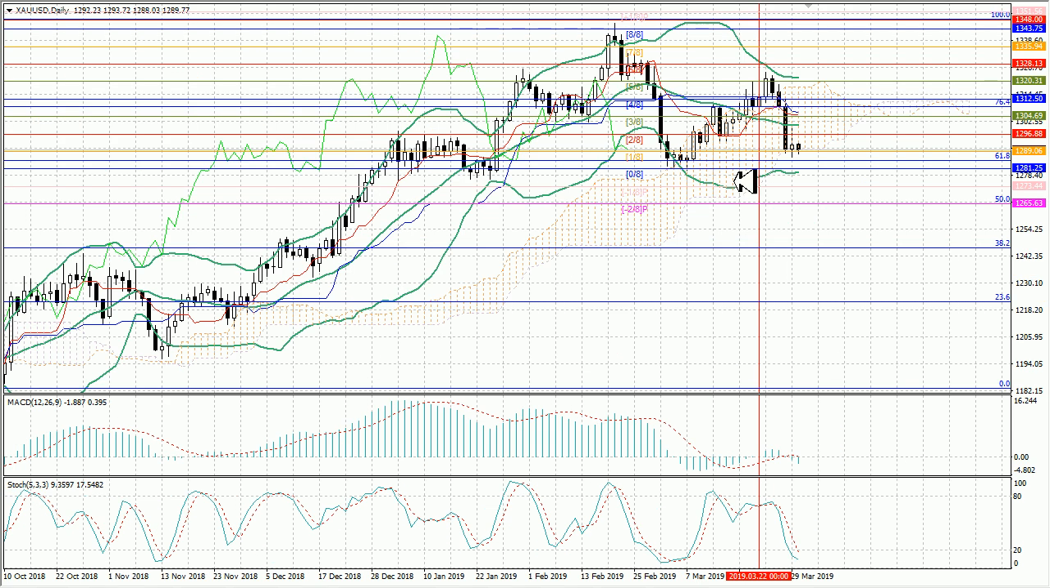Last week, gold quotes dropped to 1289 and may continue to decline to the bottom line of the Bollinger Bands around the level of 1281.25. The breakout above the level of 1296.88 will allow the price to rise to the levels of 1304.70 and 1312.50. Technical indicators indicate the continuation of the decline.